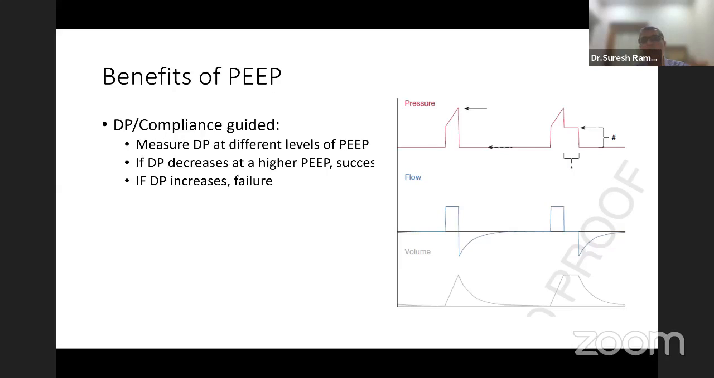At this point in time, you might think of measuring the driving pressure at different levels of PEEP, which is called the DP or compliance guided measure. Measure the compliance and see if the DP increases at a higher PEEP. If DP decreases at a higher PEEP, it means success. If DP increases with a higher PEEP, that means you're failing. And if DP is equipoise, then you don't know what to do with it. So this is one of the ways.